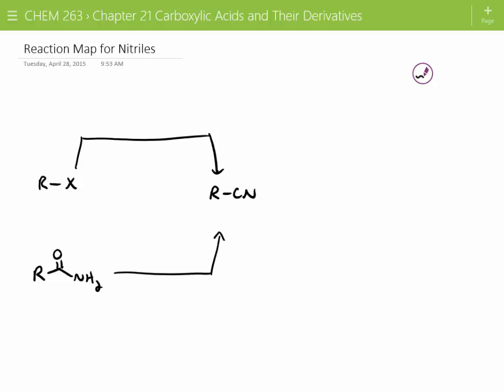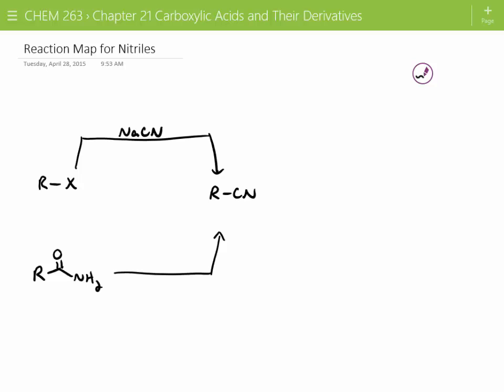So if we have an alkyl halide and we want to go to a nitrile, what reagents do we need? We're going to treat X as a leaving group. Kareem, what do you think? So we've got an electrophile. We need to react it with the nucleophile, which in this case is going to be sodium cyanide, so that CN minus can come kick off that leaving group and do an SN2 substitution.